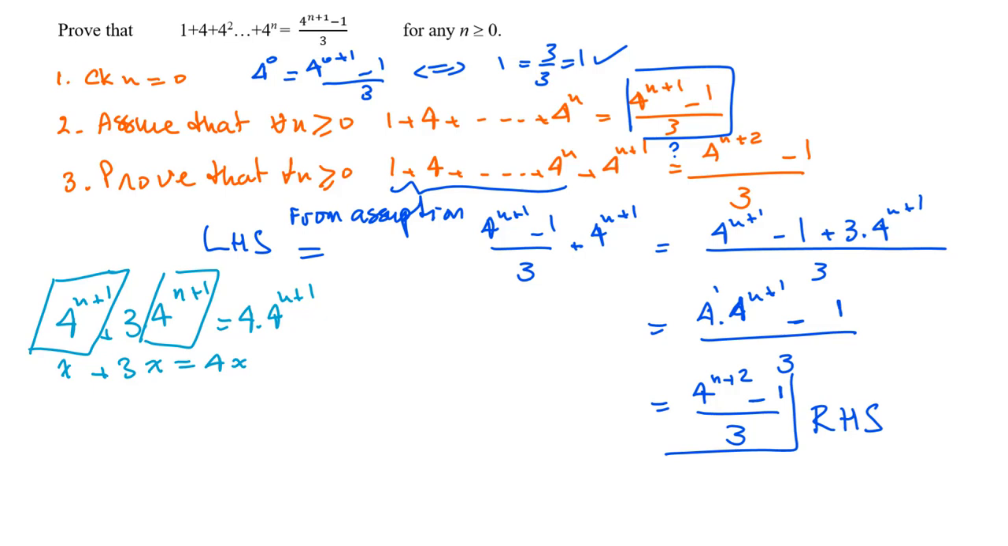So whatever we needed to prove here we did, and therefore 1 plus 4 plus all the way to 4 to the n is the same as 4 to the n plus 1 minus 1 over 3.